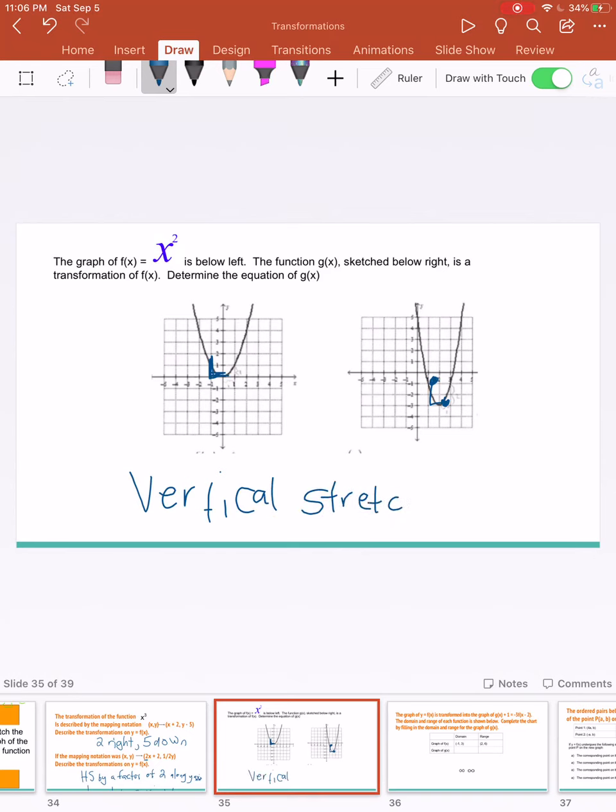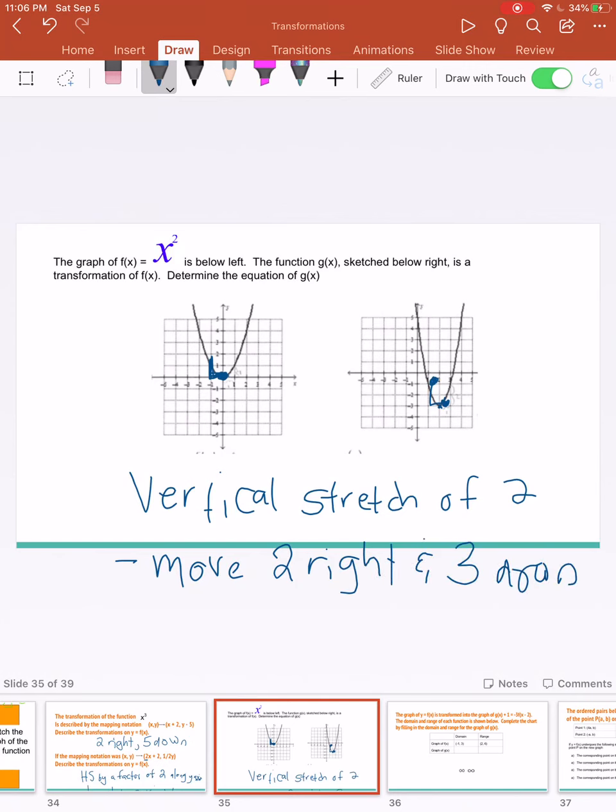Okay, and then we do notice a shift in the vertex there. So we are going to translate this graph. So if you look at the vertex, it started at 0, 0, and now it's at positive 2, negative 3. So we're going to say the graph moved 2 right and 3 down.